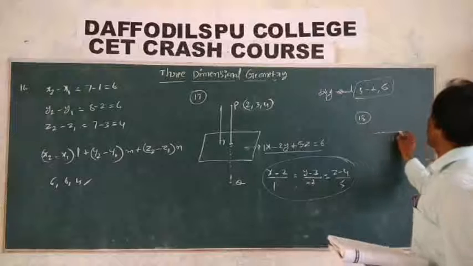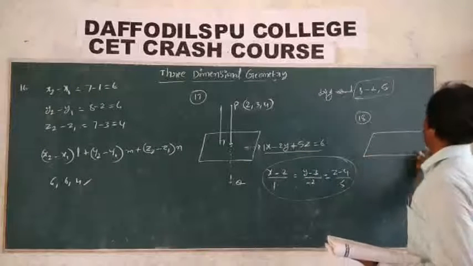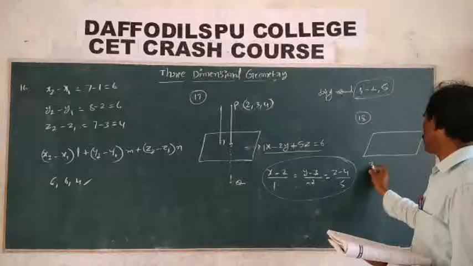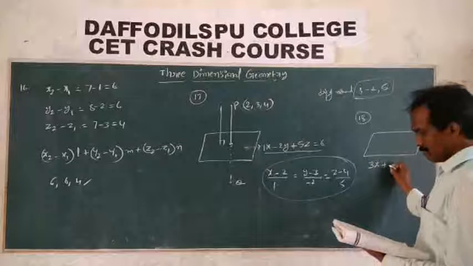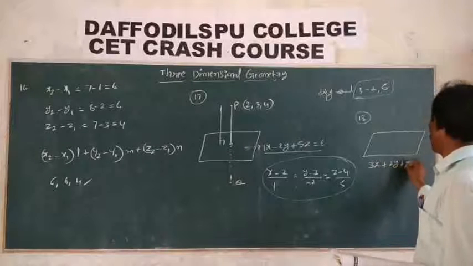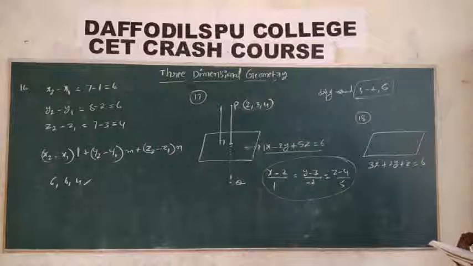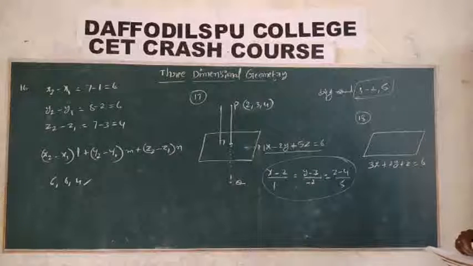Okay, this is the plane equation. What is the plane equation? 3x plus 2y plus z is equal to 6. Okay, right. The points are (1, 1, 2) and (3, -2, 1).